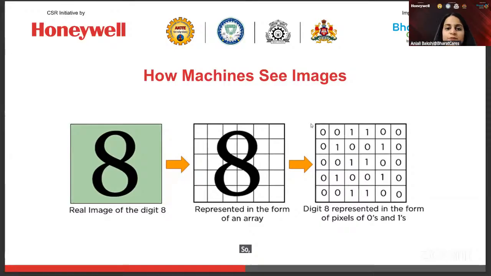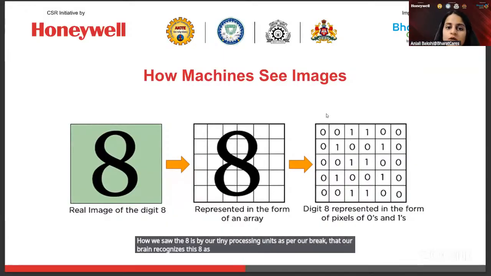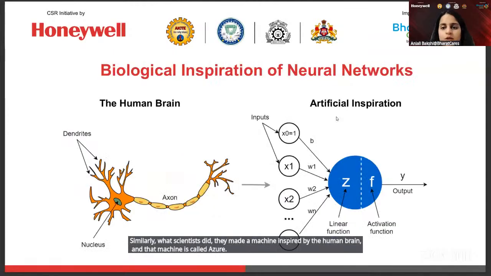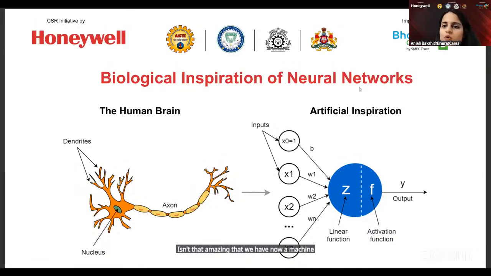So what if we build a machine system which is inspired by the human brain? And that idea is called a neural network, because how we saw the 8 is by our tiny processing units in our brain. Our brain recognizes this 8 as an image. Neurons in our brain work together to recognize the patterns. Similarly, scientists made a machine inspired by the human brain, and that machine is called a neural network. Isn't that amazing that we now have a machine that is similar to our brain?